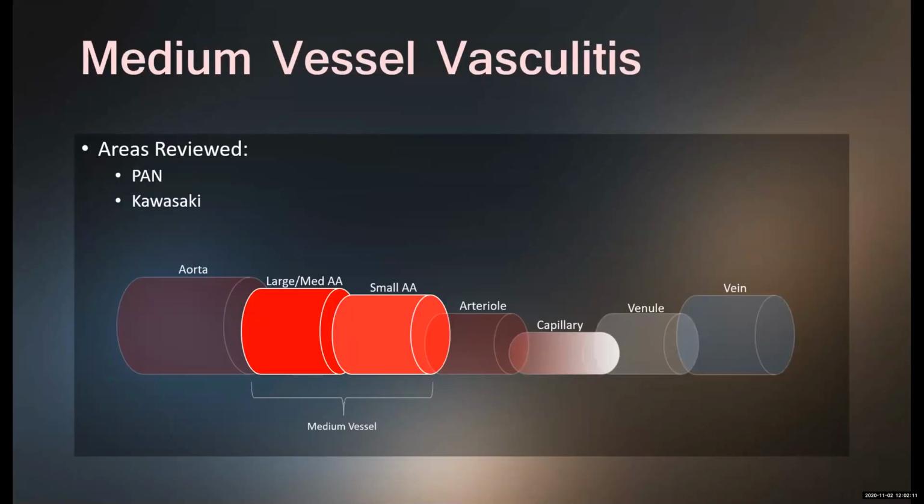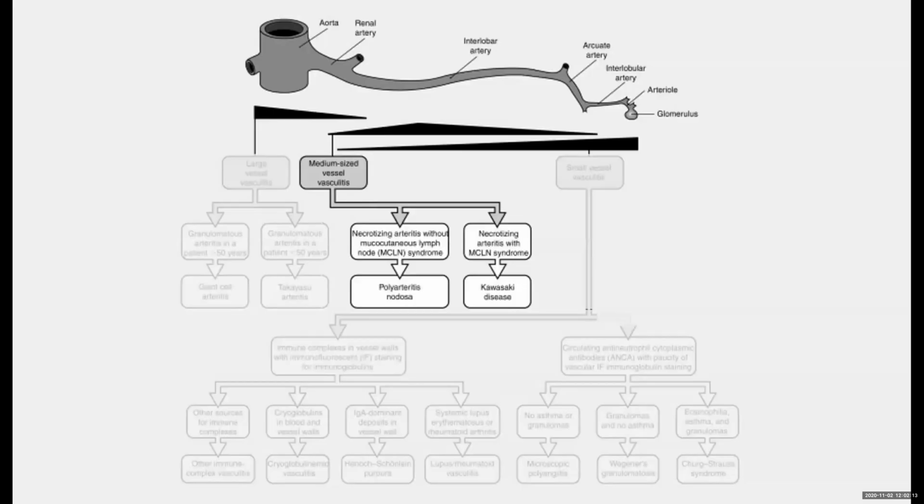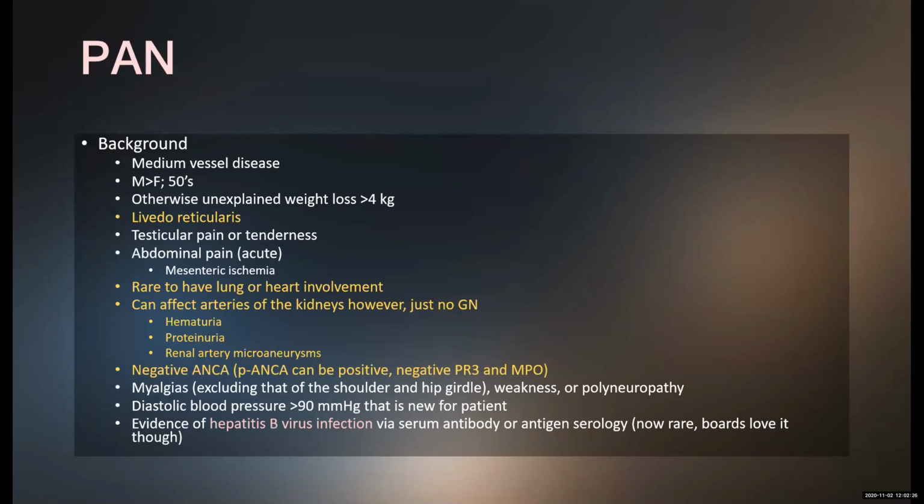So we're going to get into the medium and large vessels. In your medium vessels, it's going to be necrotizing with the lymph node involvement versus necrotizing arteries without. You're going to have Kawasaki's and PAN. So let's talk about PAN first. Again, just like I talked about last time, we're not going to go through each one of these lines. The ones that I've highlighted are what you really need to know because either they're unique for that condition or that's what the boards or clinical practice is going to help you for distinguishing.